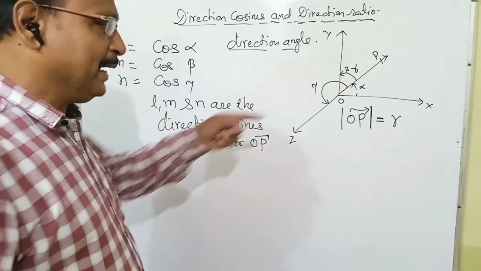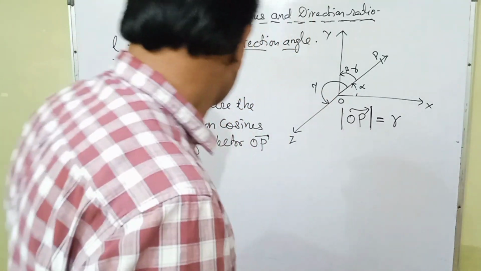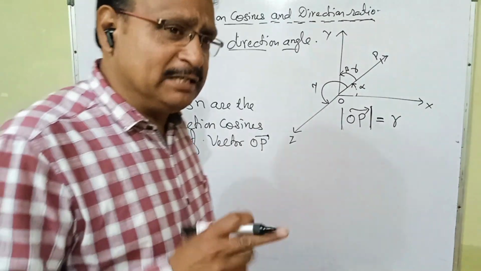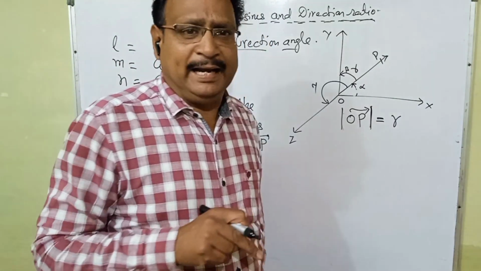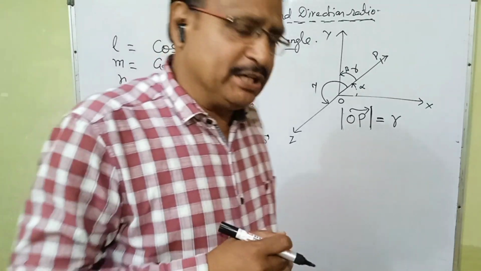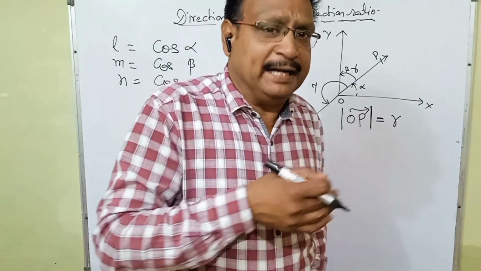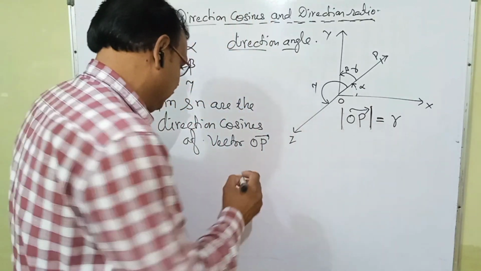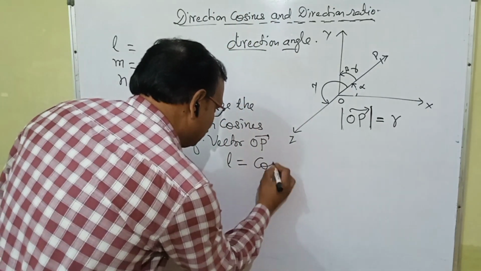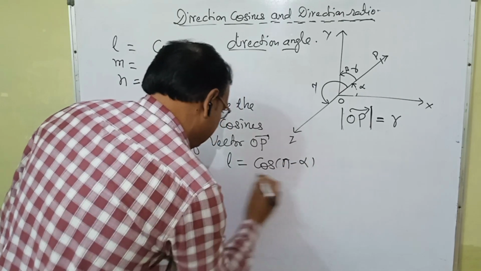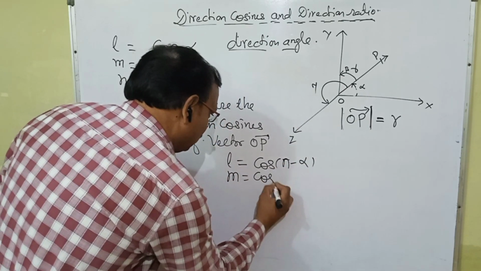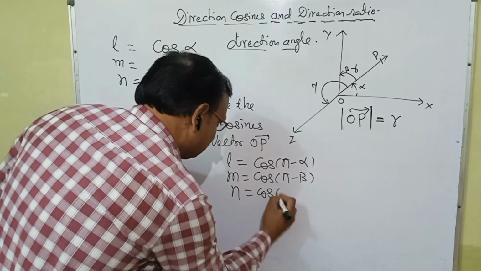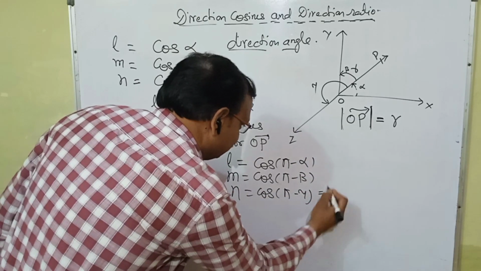Vector OP, whose magnitude is R, has direction cosines L, M, and N. Here it is very important that all these angles are measured positively, or anti-clockwise. But in the other situation, when angles are measured negatively, or clockwise, then L will be equal to cos of pi minus alpha, M will be equal to cos of pi minus beta, and N is equal to cos of pi minus gamma.